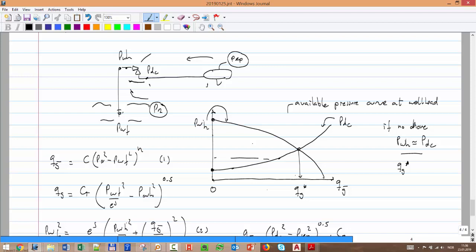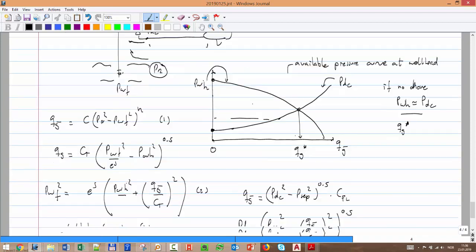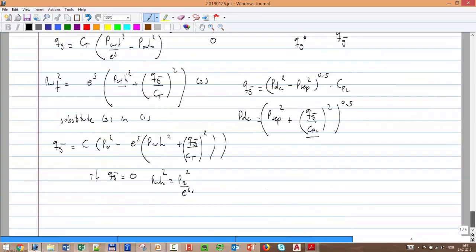Now, what happens if we add, let's think, okay, that's a simple case where there is no choke or the choke is fully open. What happens now if I include the choke? Let's say I include it in PDC, in this curve. Does it change this point at all? Let's make it down, okay, because I think it's getting confusing.